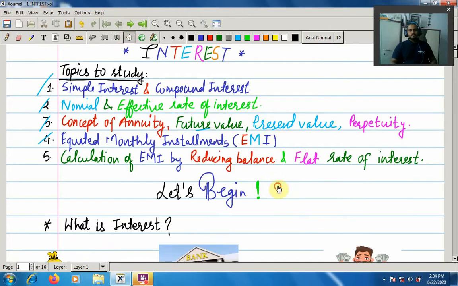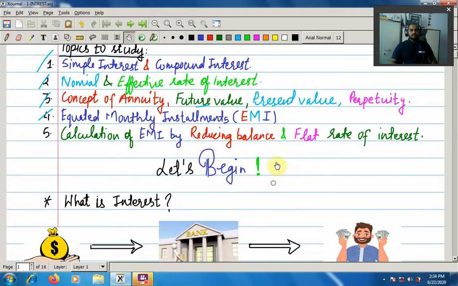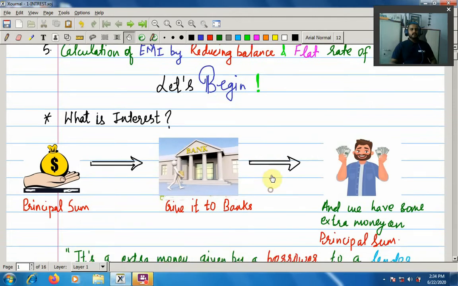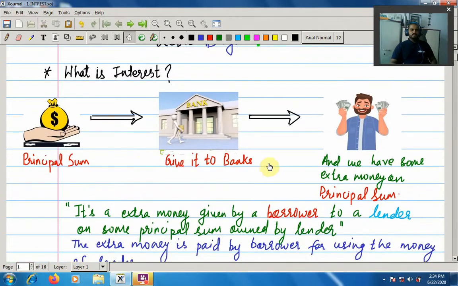So let's begin. First topic, simple interest and compound interest. So what do we mean by interest? Suppose I have some principal amount with me and I can keep it safe in my house, but I want to give it to banks. Why? Because bank is giving us some extra money. So I deposit my money into the bank and I get some extra money on my principal sum.